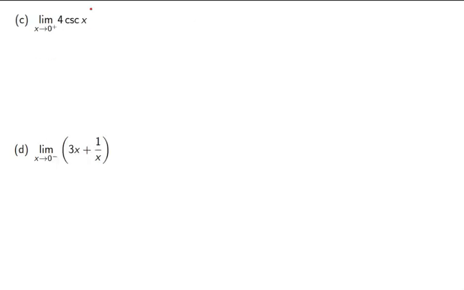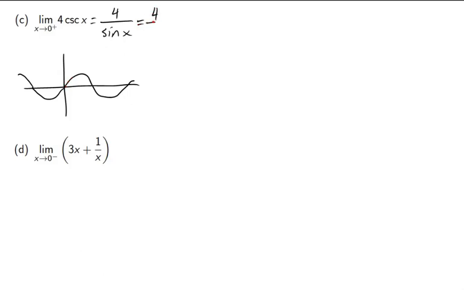4 cosecant x. So let me just go ahead and rewrite this as 4 over sine x. Remember, cosecant x is 1 over sine x. And so the graph of sine x looks something like this. As x approaches 0 from the right, the function is approaching 0 from the positive side. So this is 4 over 0 from the right. You'll notice they're both positive, so this is infinity.